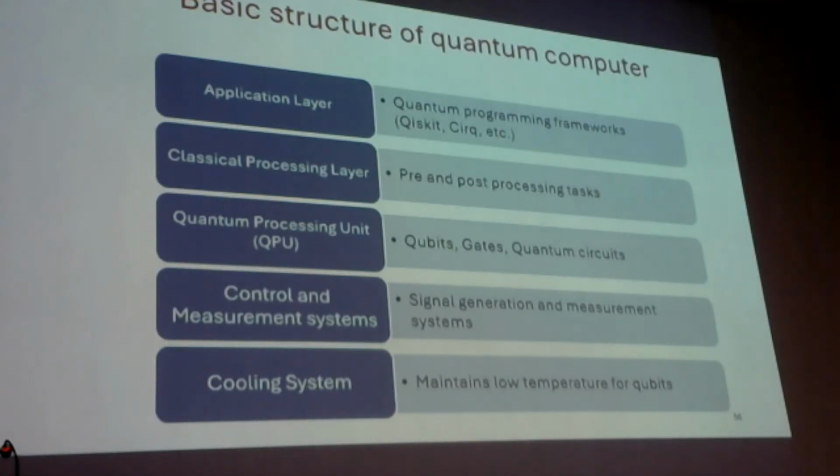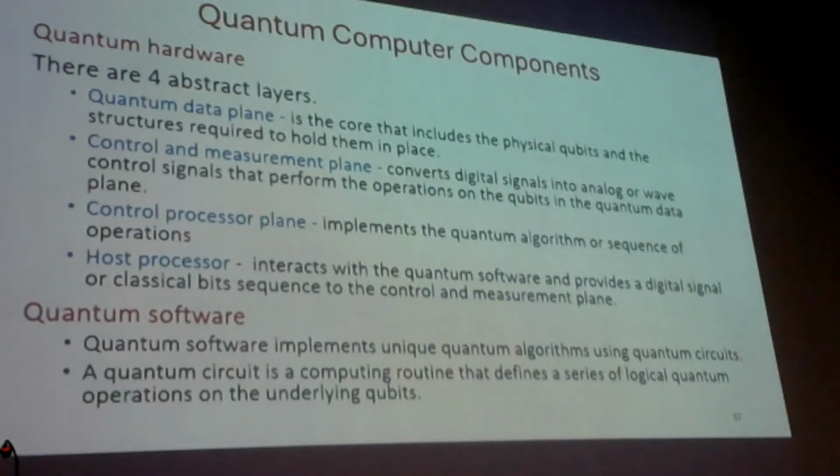So quantum programming frameworks we use. And then, as I said, the classical processing layer for the pre and post processing tasks. I'll tell you why. Because we cannot access quantum computers directly. Through our classical system only we are accessing, right? So there are some pre-tasks to be done. Likewise, when the output comes, we are not accessing the quantum computer directly. We need to do some post-processing tasks and then we get our result. So that's there in the classical processing layer. The rest three I've already explained to you.